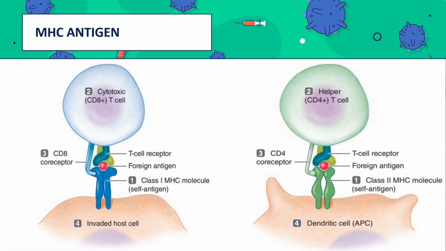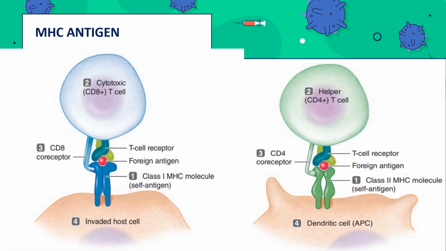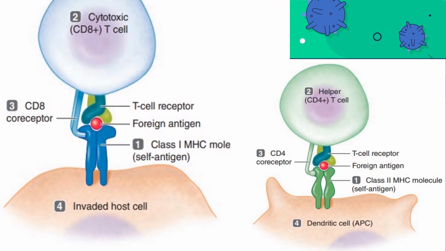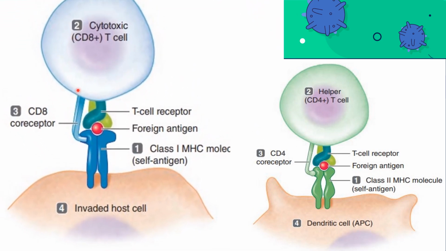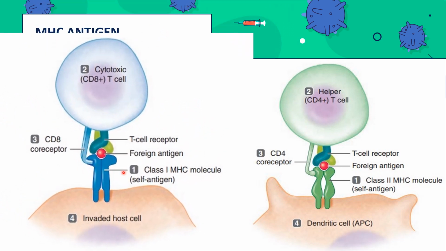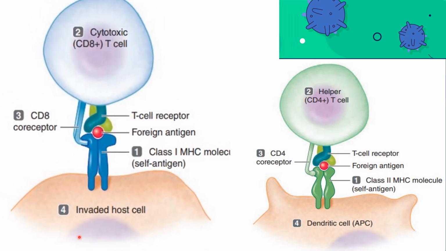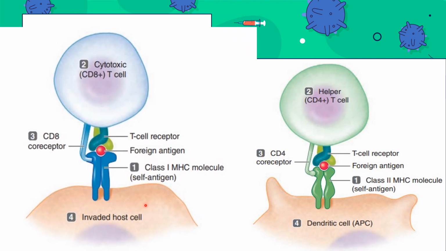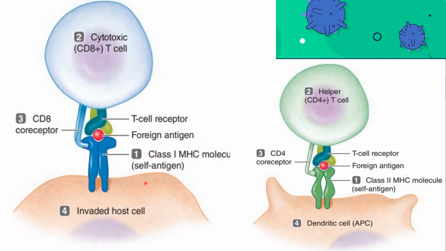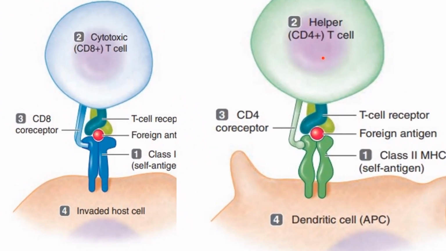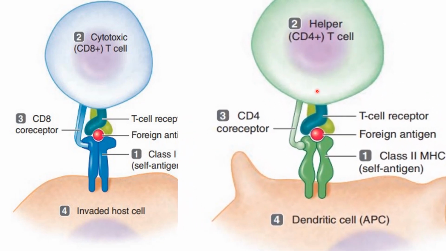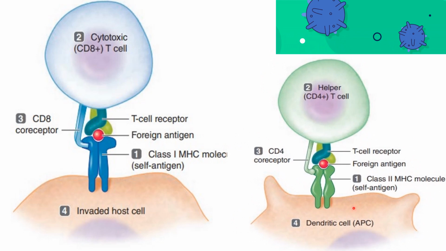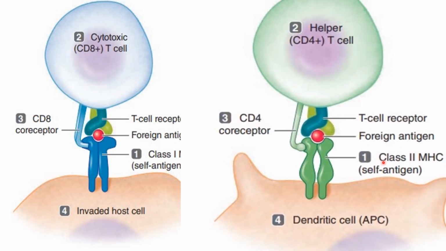MHC antigen, which is a self antigen, has two classes. Class 1 is only recognized by the cytotoxic T cells. Along with the cytotoxic T cells, it destroys the infected host cell, mainly those infected by viruses. And class 2 is recognized only by the helper T cells, and along with the helper T cells, it activates the antigen presenting cells.